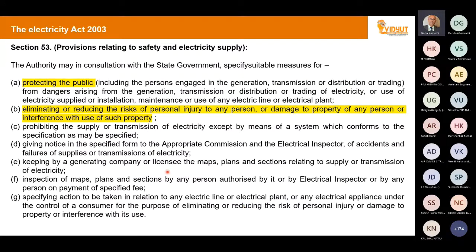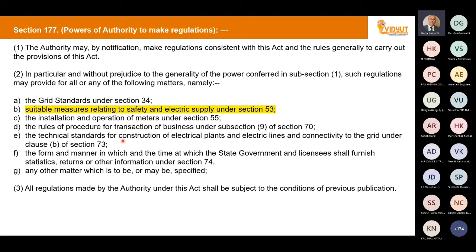Now, the background of the measures relating to safety and electric supply regulations: it is based on the Electricity Act 2003, Section 53. The Parliament of India is giving assurance to all the citizens that the authority, meaning the Central Electricity Authority, will make measures relating to safety and electric supply regulations, which will be the rule or regulation that needs to be followed across the country.